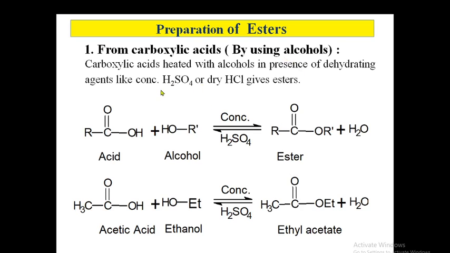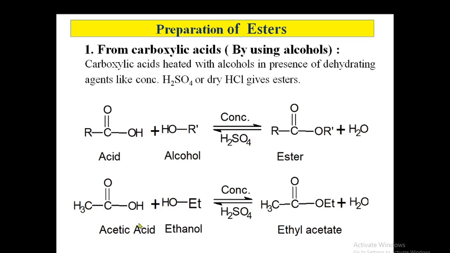So it is one of the simple reactions. You have to take the carboxylic acids and just heat with alcohols in presence of dehydrating agent like concentrated H2SO4. So it forms an ester. Simple OH from carboxylic acid and H from alcohol is eliminated as water to form the desired compound, that is ester. Instead of concentrated H2SO4, we can use dry HCl or alumina also.